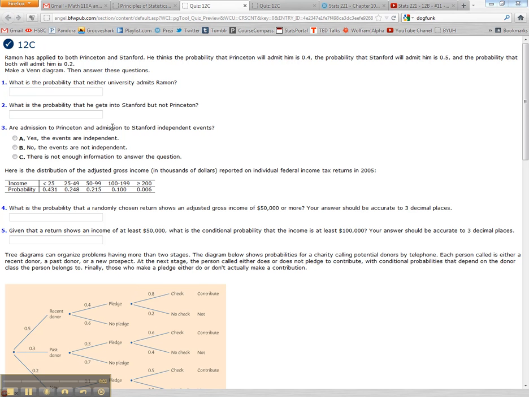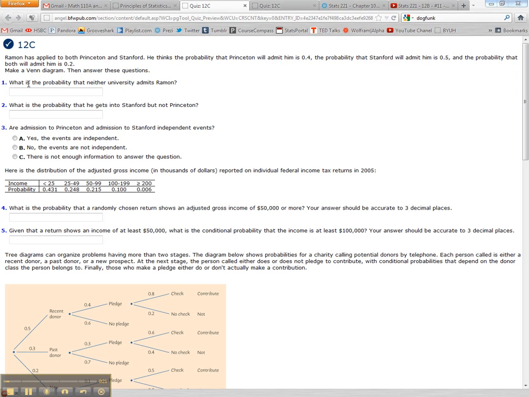12C number 1 and 2. Ramon has applied to both Princeton and Stanford. He thinks the probability that Princeton will admit him is 0.4, the probability that Stanford will admit him is 0.5, and the probability that both will admit him is 0.2. Make a Venn diagram, then answer these questions.